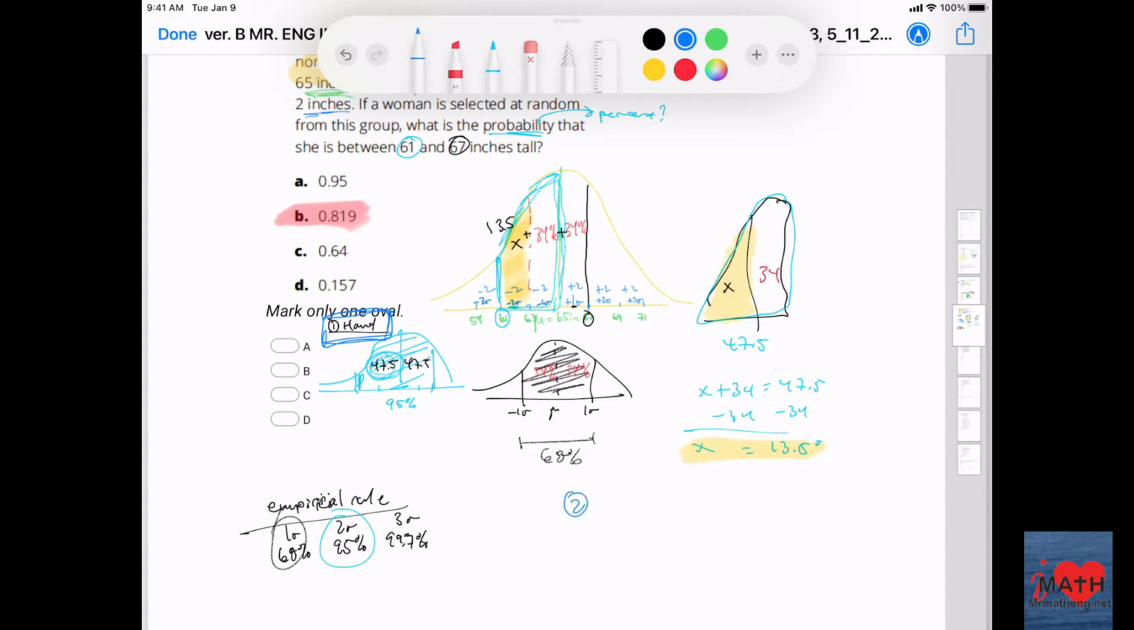And the next one I'm going to use technology, and I'm just going to use the TI-83 even though I showed you guys the Desmos. We're going to use our normalcdf, and your probability is equal to your lower, upper, mean, and then your standard deviation. So your lower would be the number 61, your upper would be 67. Your mean is the center, which is 65, and your standard deviation, which is 2. Let's put it in.